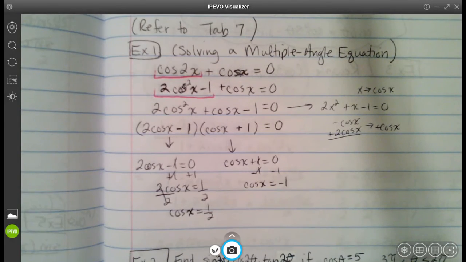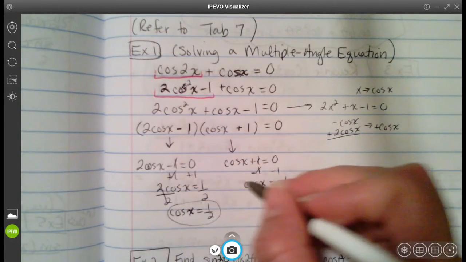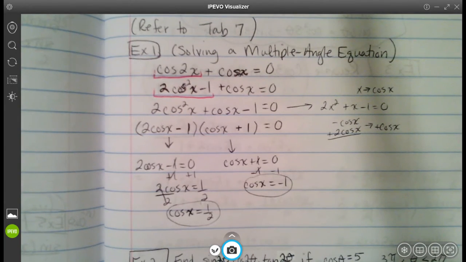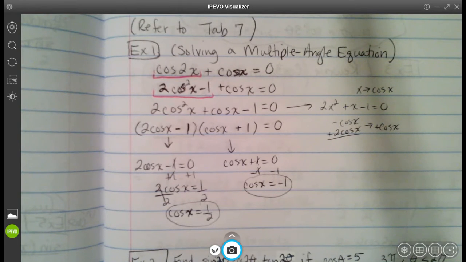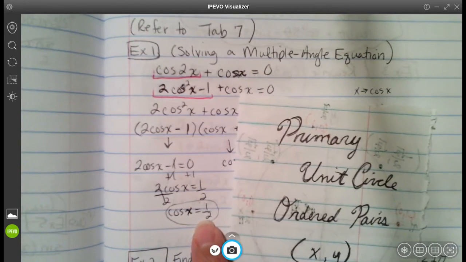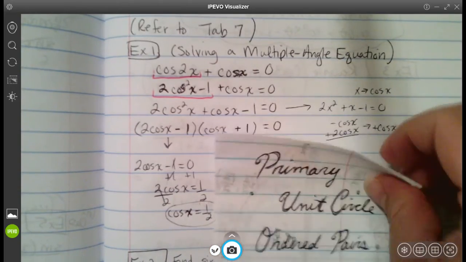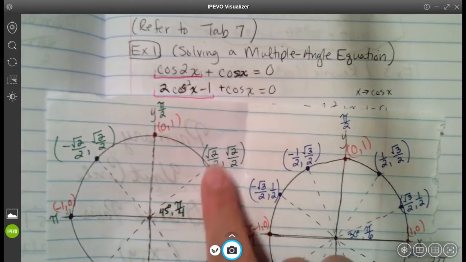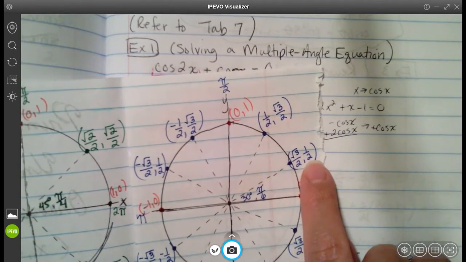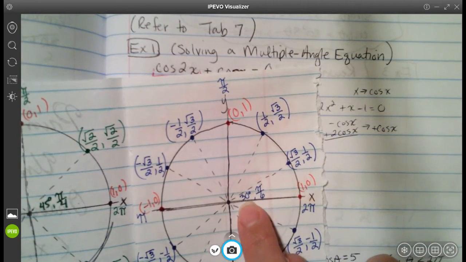Now I'm going to ask myself, where is cosine of x equal to 1/2 and where is cosine of x equal to -1? If you look at your foldable or your unit circle or whatever you're using to get those coordinates, we're looking for where x is equal to 1/2. I'll look into my foldable here. Notice it's not this one, it's this one. We have a 1/2 right here, and this happens at pi over 6.